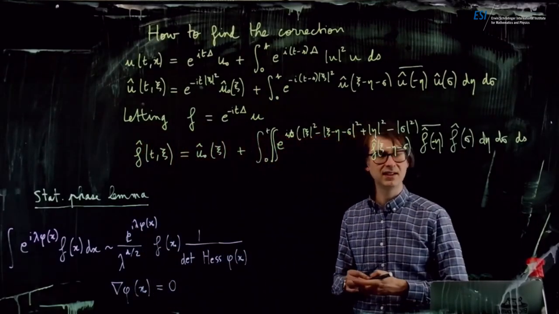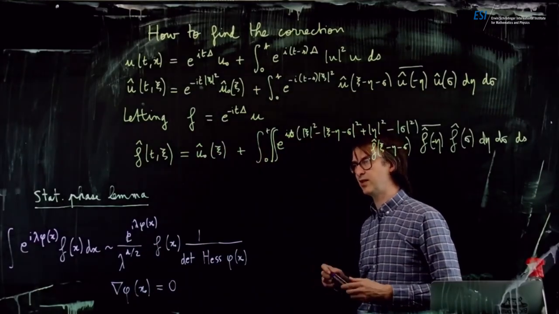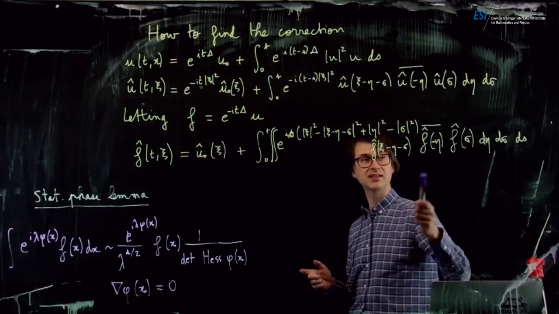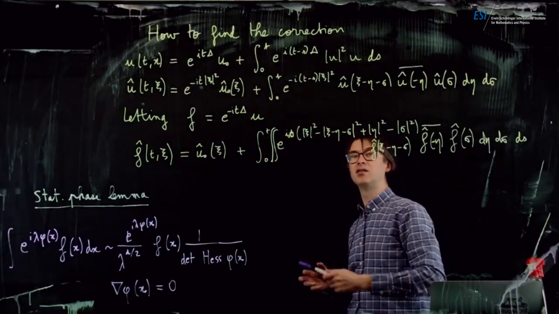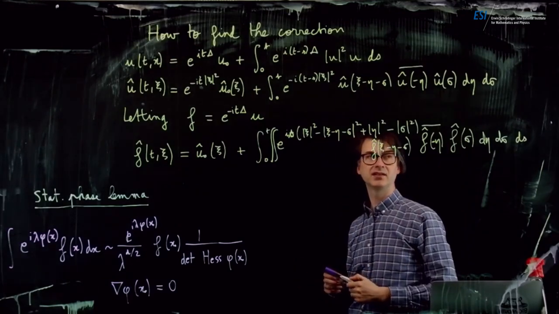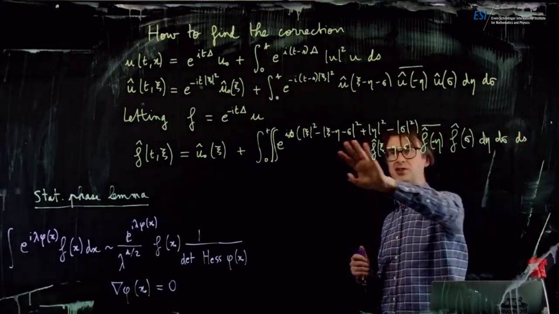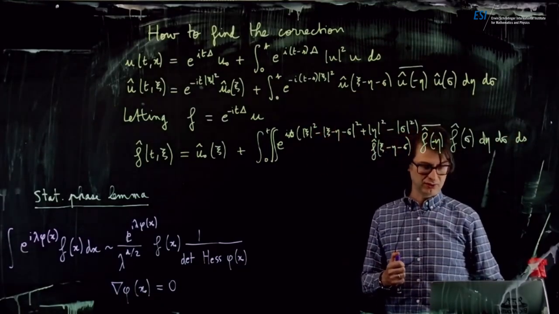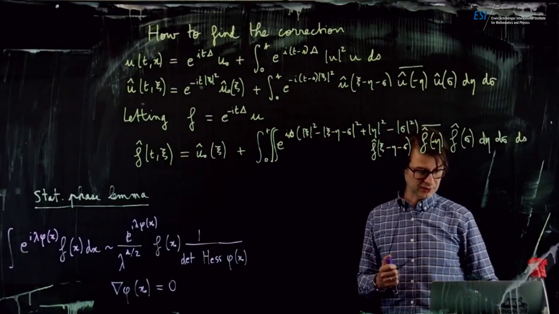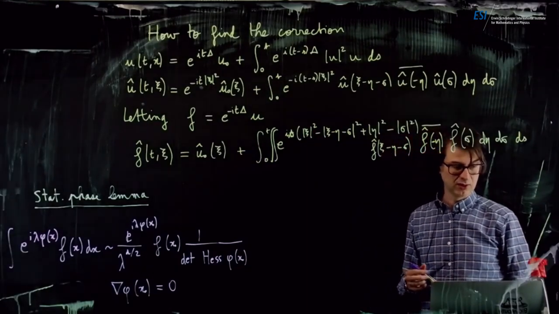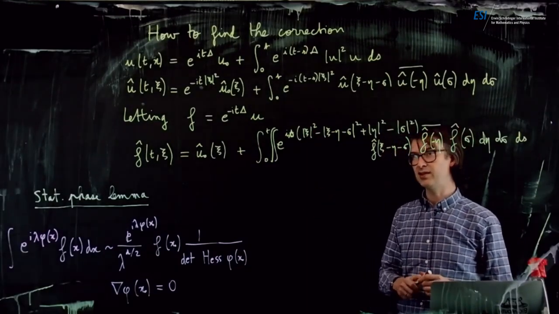Right, so that's the d-dimensional stationary phase lemma, and that's exactly what we need here. This is just a stationary phase. If we freeze the time variable, this is really just an oscillatory integral, and so we can compute the equivalent using the stationary phase lemma.